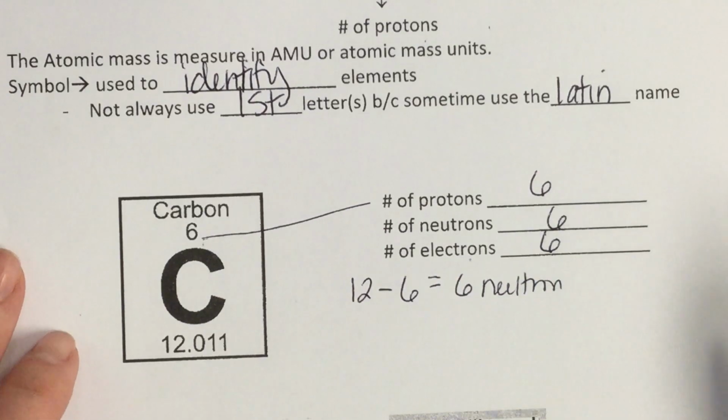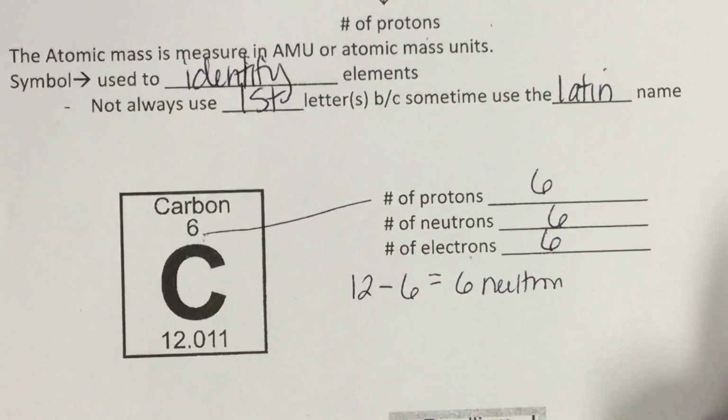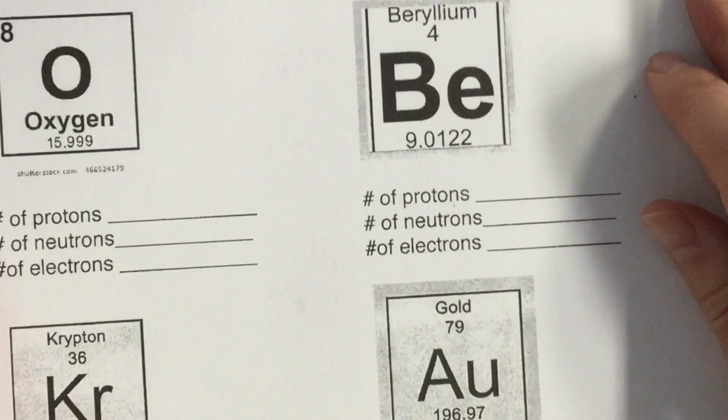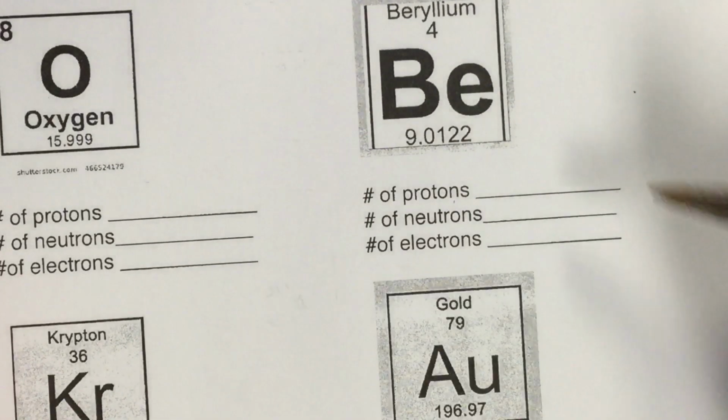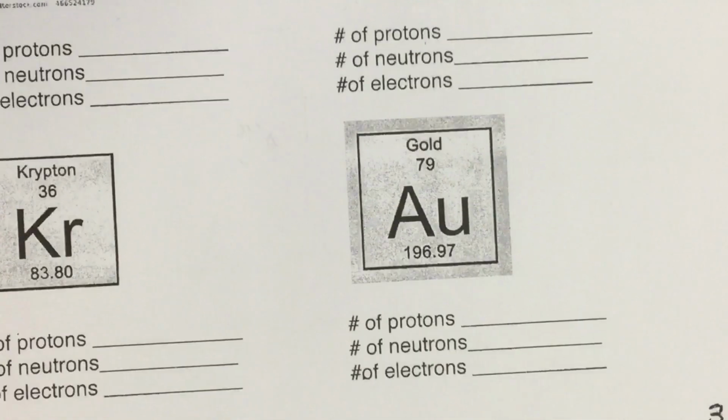So if you need to rewind this and review, please do. Refer back to your notes. But I need you to work on the rest of these 4. Find the number of protons and neutrons in each one, please.